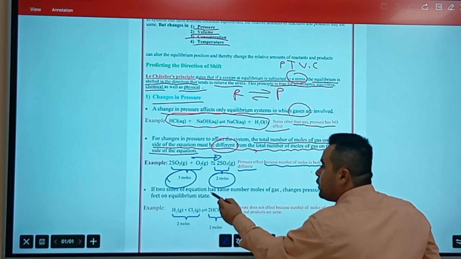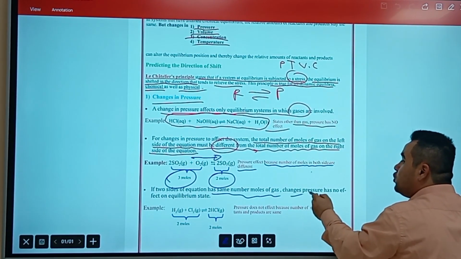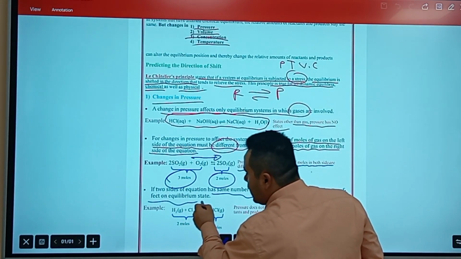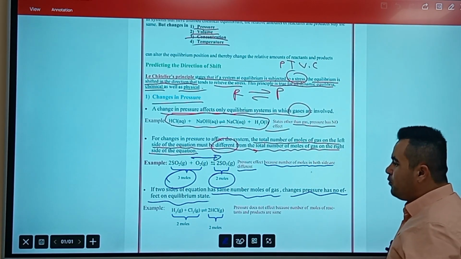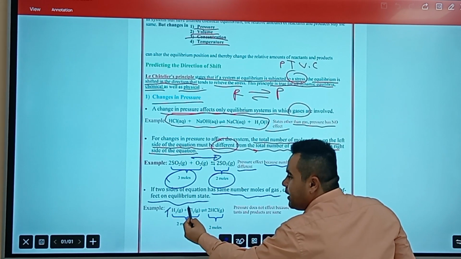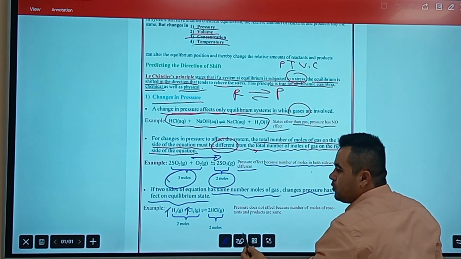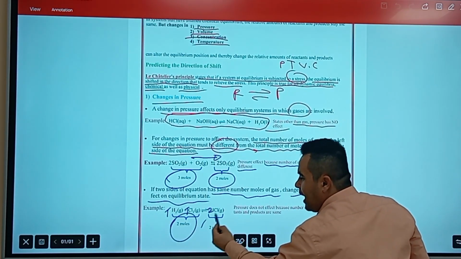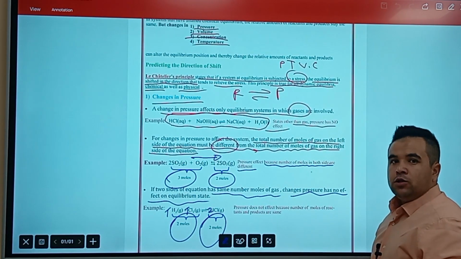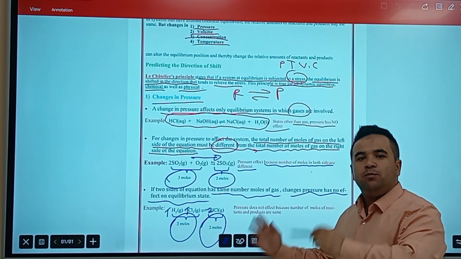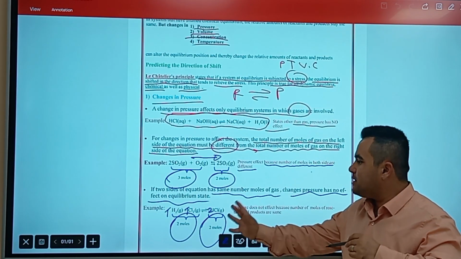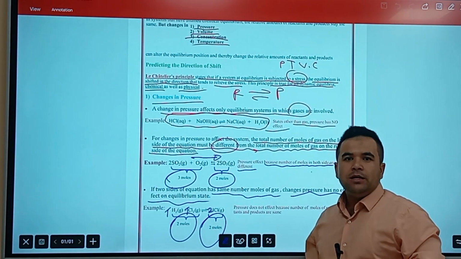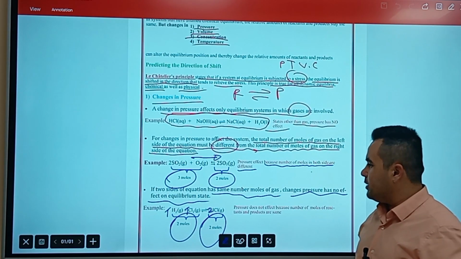If two sides of the equation have the same number of moles, the change in pressure has no effect on the equilibrium state, guys. Example: here 1 mole of H2 reacts with 1 mole of Cl2 to form 2 moles of HCl. 2 moles exist in the reactant and 2 moles in the product. Increasing or decreasing the pressure of this system does not shift the equilibrium because the moles of the reactant are the same as the moles of the product.